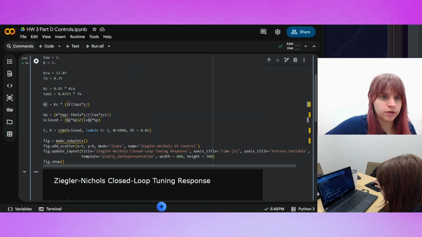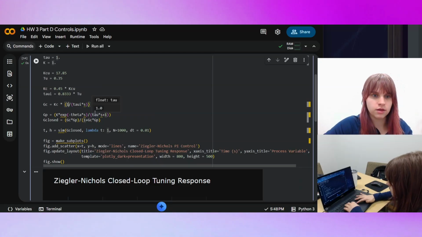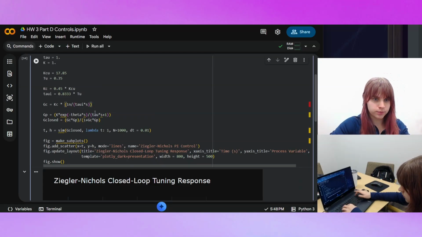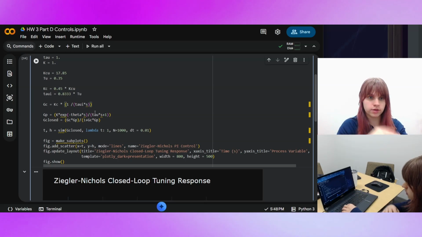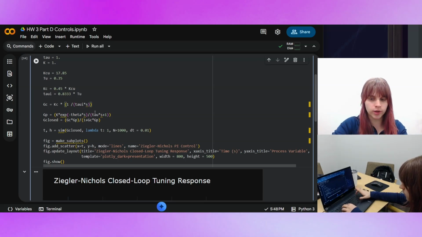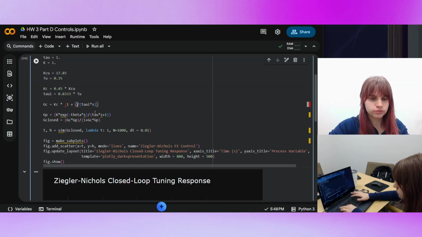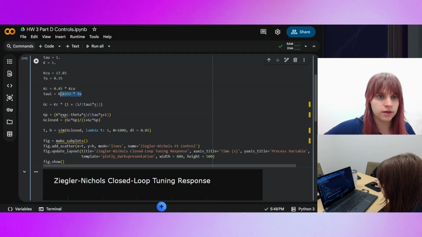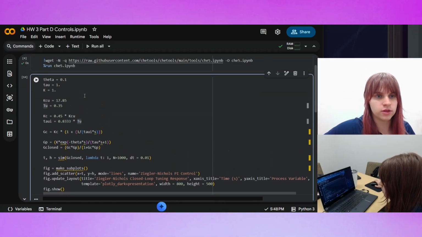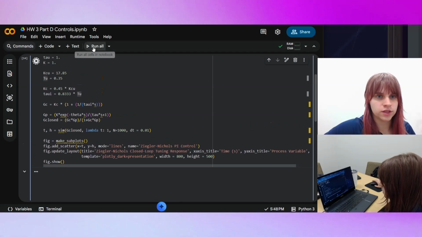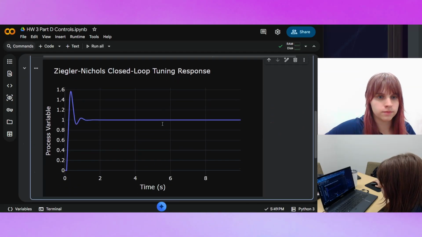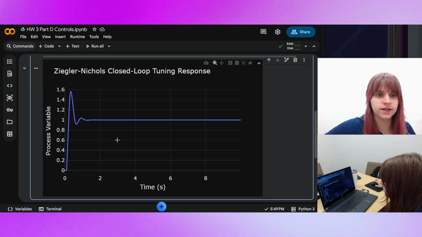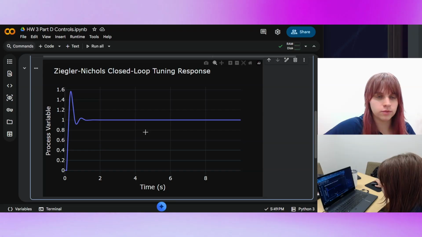I did make an error just while I was typing in our Kc. This should be 1, and we calculated or derived this earlier: 1 plus 1 divided by the tau I times s. And our tau I is the 0.833 times the ultimate period. So let's see if that looks better. And that does look significantly better. This is what our simulation looks like.